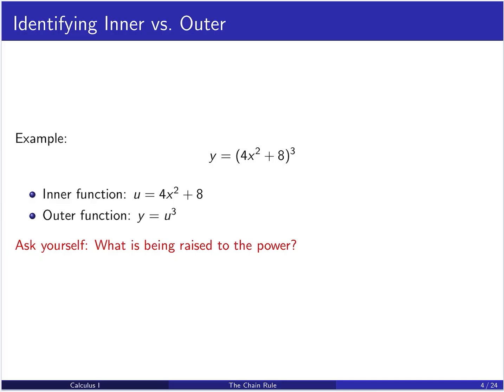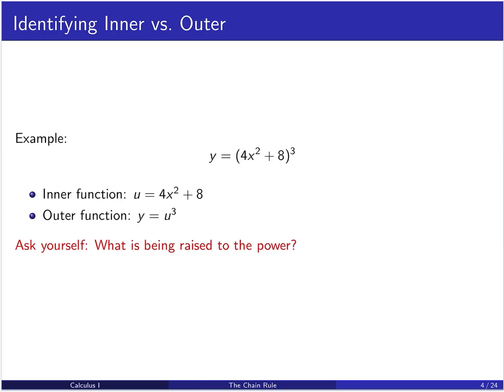Let's practice identification, because if you can correctly identify the inner and outer function, then you are already more than halfway done. First, identify inner versus outer. Let's take an example: y equals (4x squared plus 8) whole cubed. What is the outermost operation happening here? The outermost operation is raising something to the power of 3.